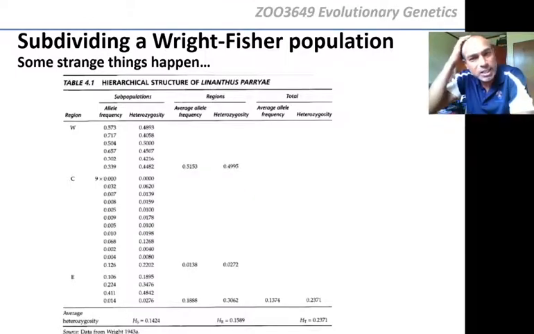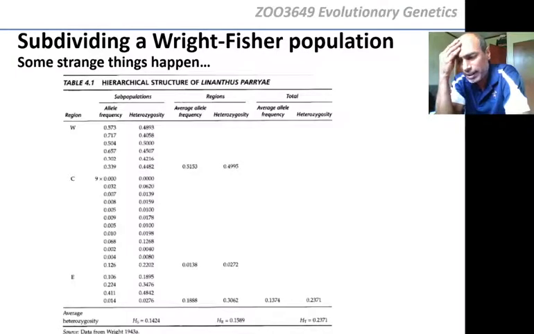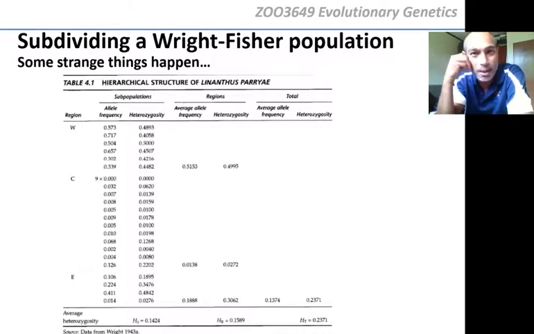And he was scratching his head saying, how can I get different values? I should be getting the same values. Something is happening inside this Wright Fisher population that is giving me different values for heterozygosity at different hierarchical stages.